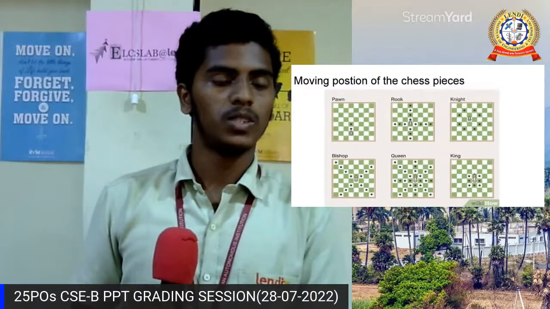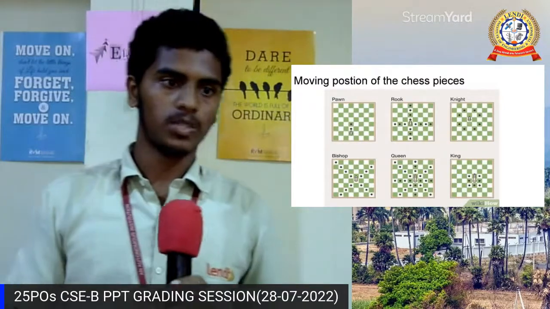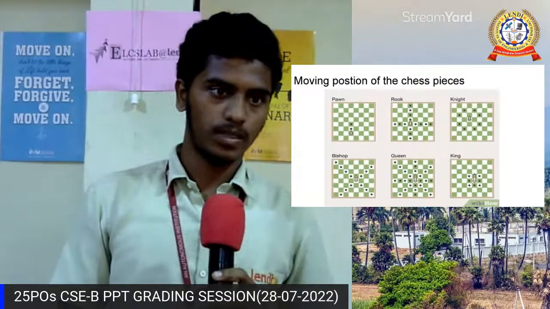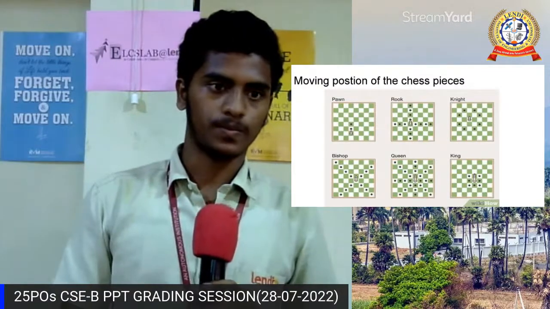This is the moving position of the chess pieces. The pawn can be moved diagonally and the bishop horizontally, whereas the king has 1 step.